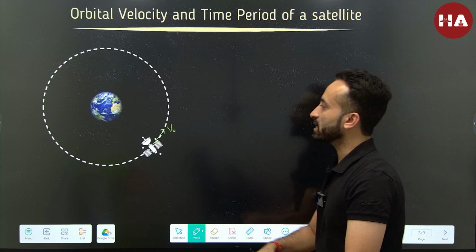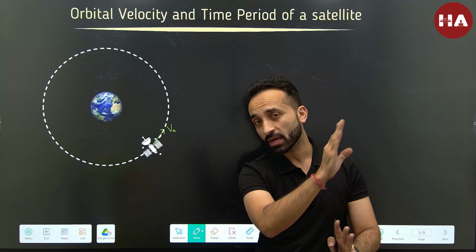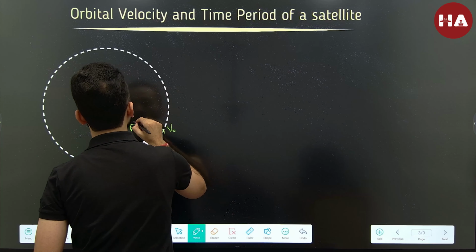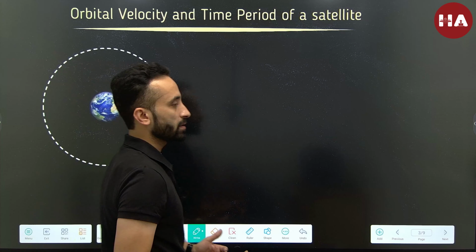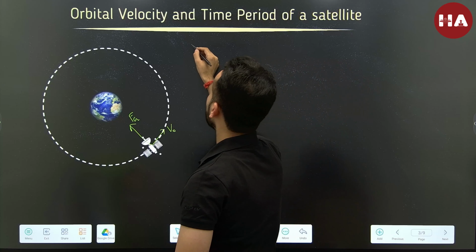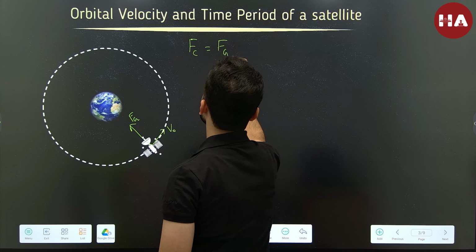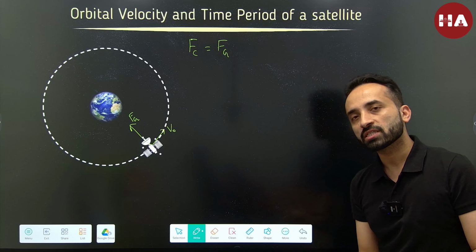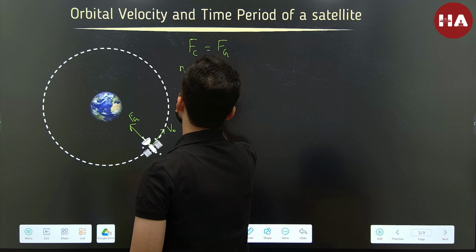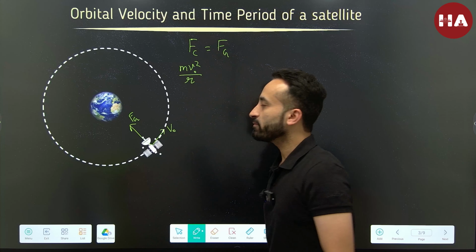I'm not saying it is out of the Earth's gravitational field, it is still very much there, but the gravitational pull of the Earth is used up in providing the necessary centripetal force. So what can we write? We can write the gravitational force of the Earth is used up in providing the necessary centripetal force. Now let's write the values. So that's mv square by r.